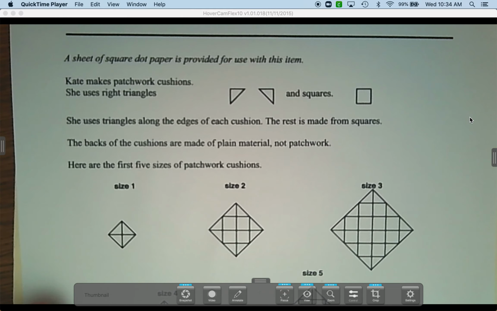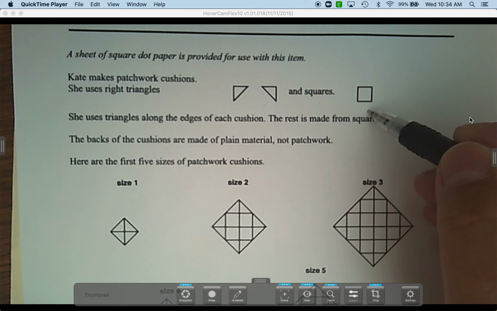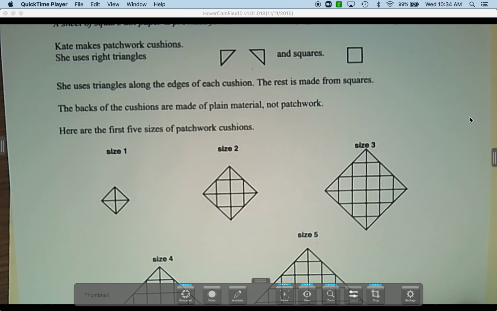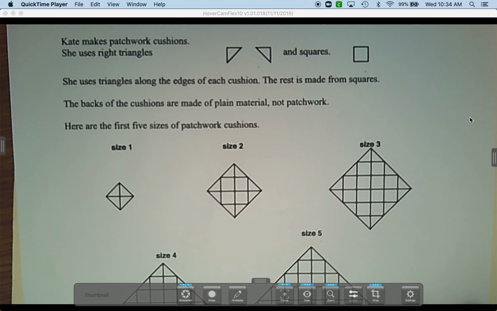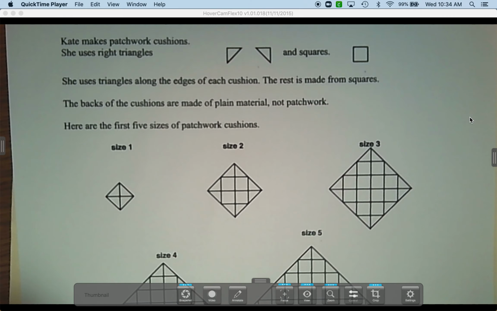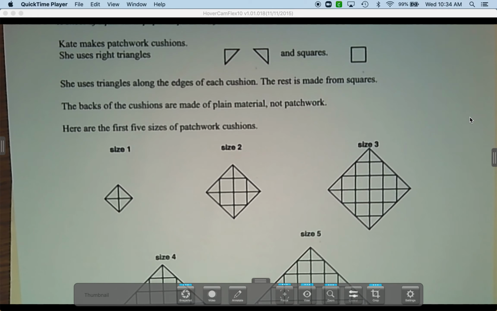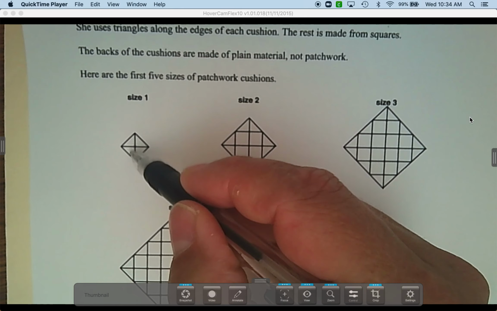Kate makes patchwork cushions using right triangles and squares. So these are cushions. She uses triangles along the edges of the cushions, and the rest is made from squares. The back of the cushions are made of a plain material, not patchwork. Here are the first 5 sizes of designs for it. So for size 1 for that cushion, how many right triangles are there?